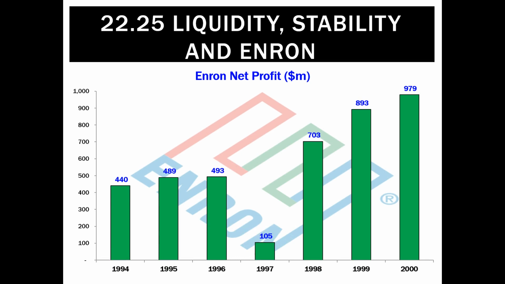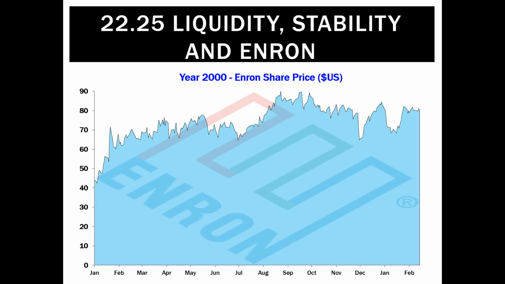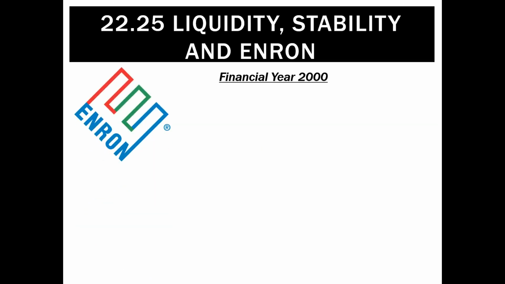Well, it's not in profits because profits went up every year other than 1997, and it had actually achieved its highest ever profit in the year 2000, but we know it still went bankrupt in 2001. The share price clearly doesn't reflect a company that people thought was risky or financially unstable and couldn't pay its short-term debts as they fell due. But let's go and look at some of the ratios that we've learned about.